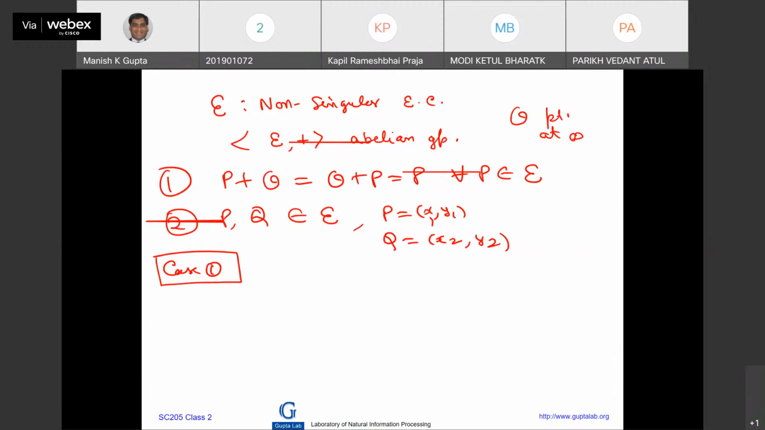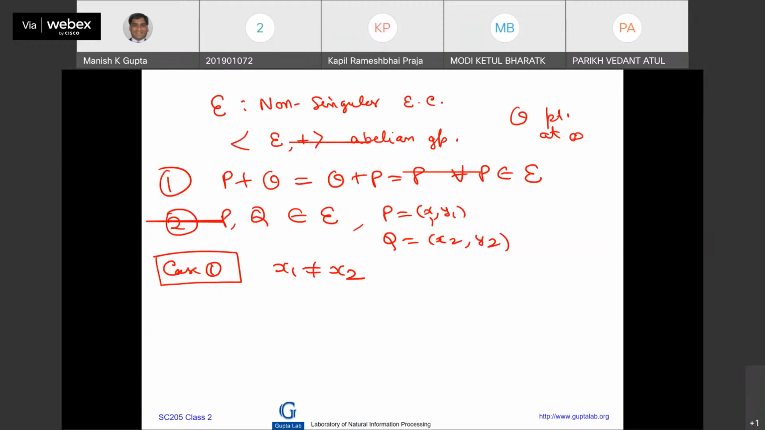So addition has to be defined depending upon three cases. Case 1 is when x1 is not equal to x2. So the first coordinate. P and Q are 2 points, right?